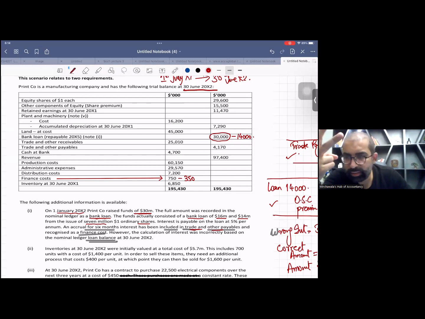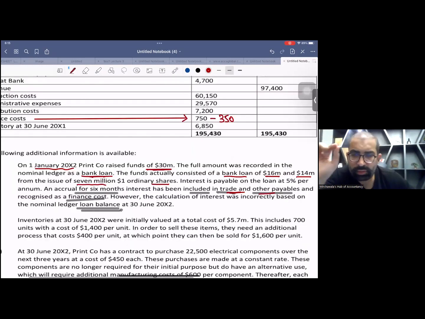So we just did two things. See, they made two mistakes. Number 1, they booked equity as a loan, 14 million equity shares as a loan. So we corrected it. And number 2, when they booked the extra loan, they booked extra interest expense as well. So we need to reverse that interest expense. Simple.